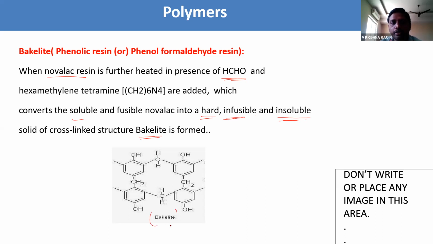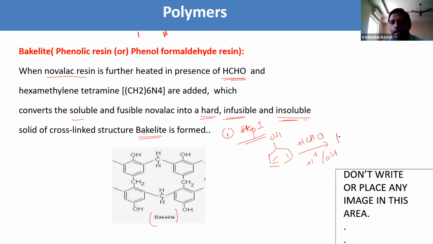This is the Bakelite structure. We'll see it step by step. There are 3 steps involved in the preparation of Bakelite. Here, step 1 is that phenol reacts with formaldehyde in the presence of H plus or OH minus, acid or base. It forms monomethylol phenol, CH2OH.